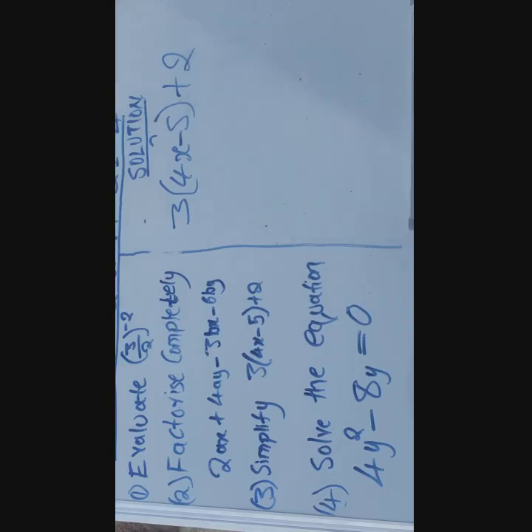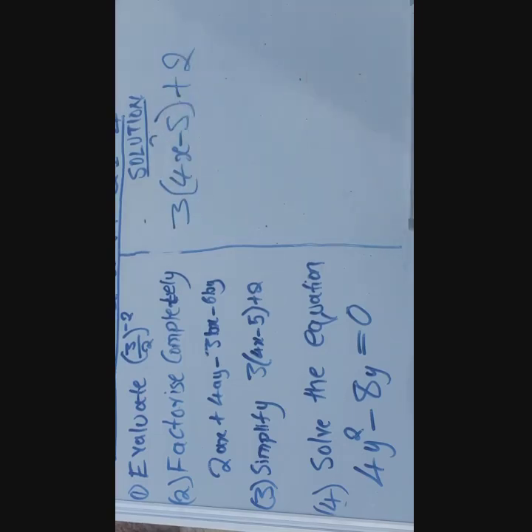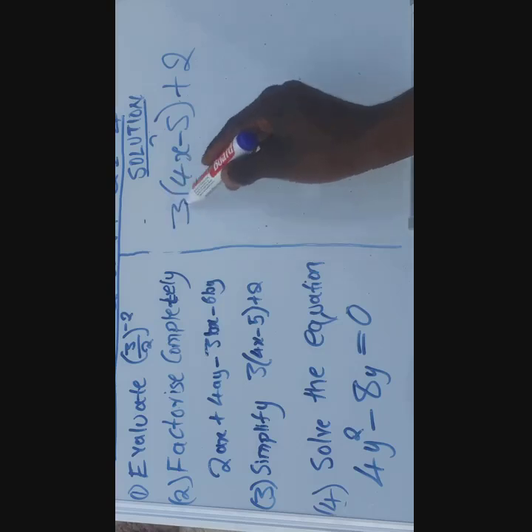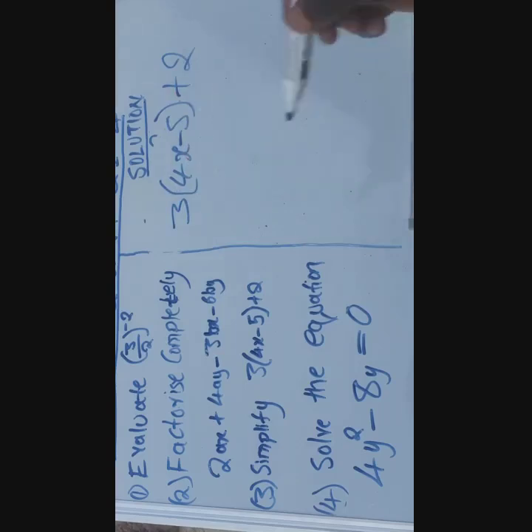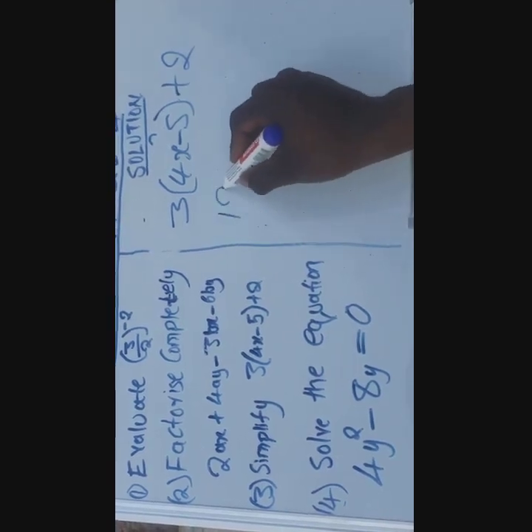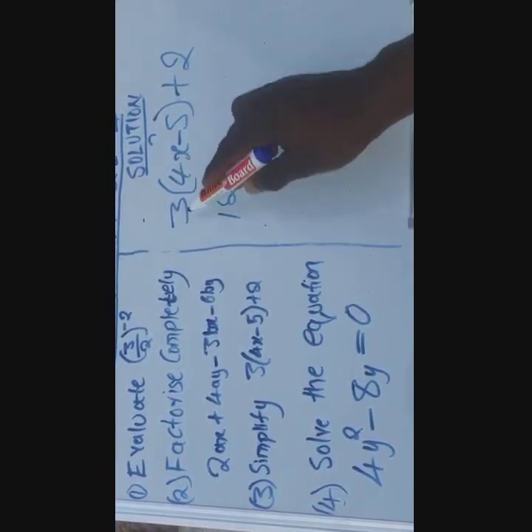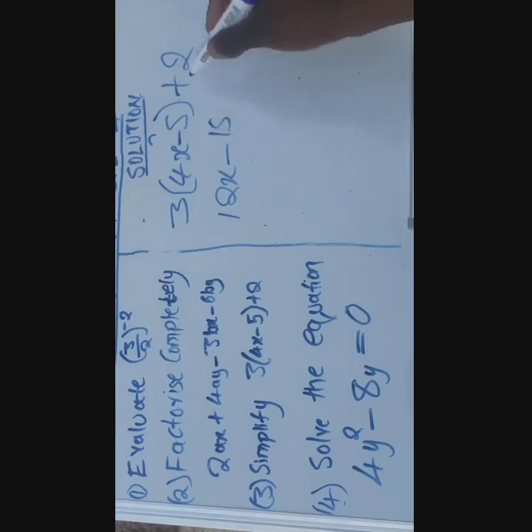So in this case, since we have the brackets, we are going to get rid of the brackets. Now how do we get rid of the brackets? Simply by multiplying everything that is outside the brackets with everything that is inside the brackets. So in this case, we are going to multiply this 3 by everything that is inside the bracket. So we are going to say 3 multiplied by 4x, so we are going to have 12x. Then 3 multiplied by negative 5, we are going to have negative 15. Then here we have positive 2.